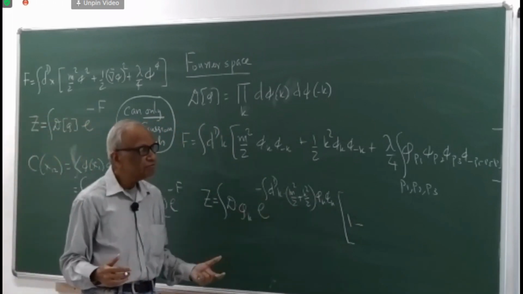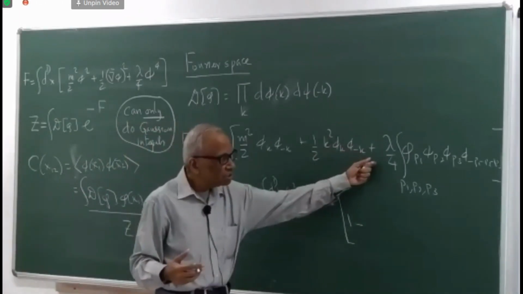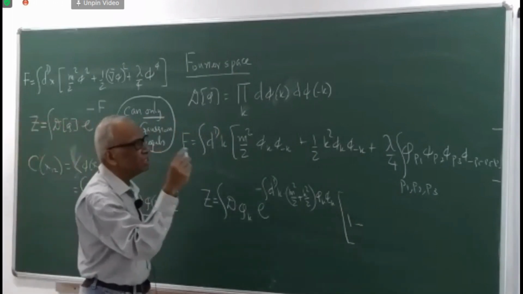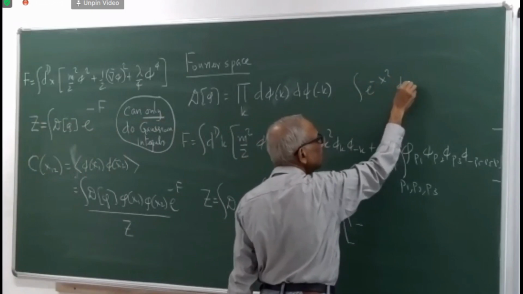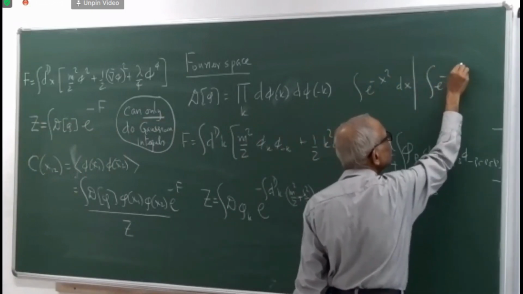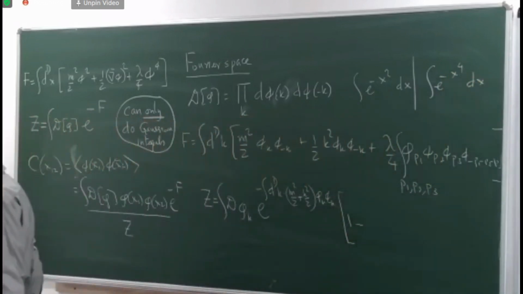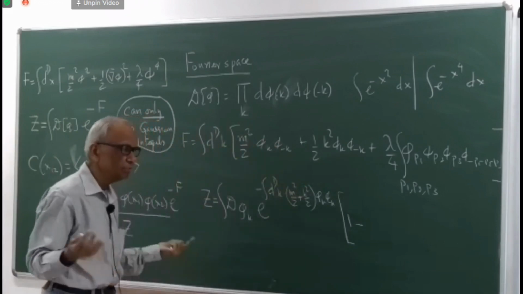What I can't afford to have is to evaluate an integral with this quartic term sitting in the exponent, which is another way of saying the simple thing that the integral of e to the power minus x squared dx you know how to do, but the integral of e to the power minus x to the fourth dx is not something that you can do. So it's as simple as that. I can't do it with one variable, and I can't do it with an infinite number of variables, period.